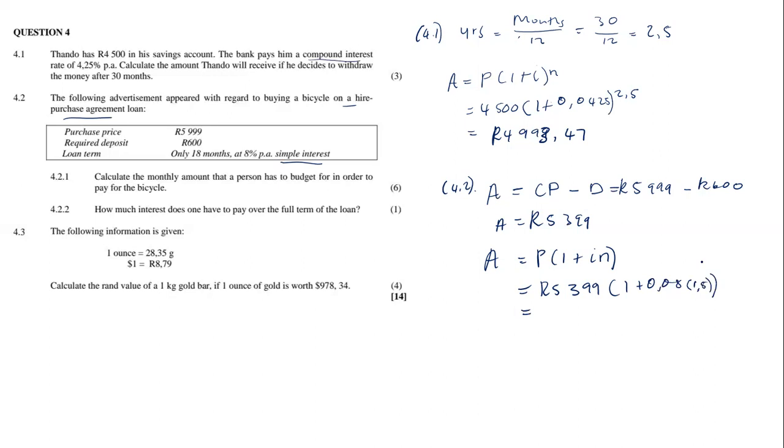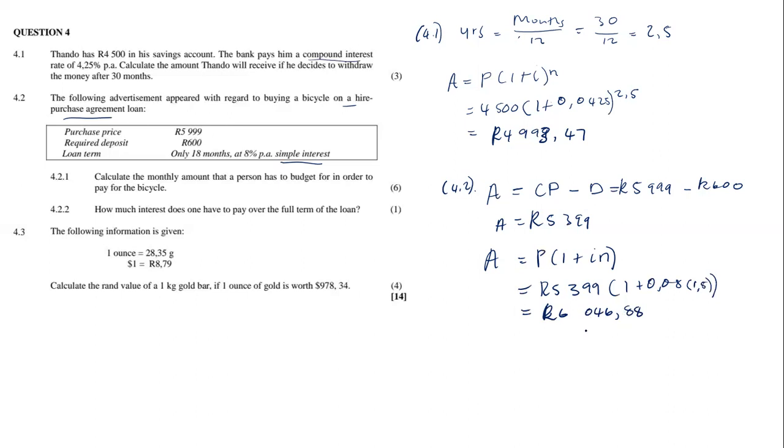I'm going to say 5,399 times (1 plus 0.08 multiplied by 1.5). Now, what is this? We get, on my calculator, 6,046 rand and 88 cents. This is what we get.